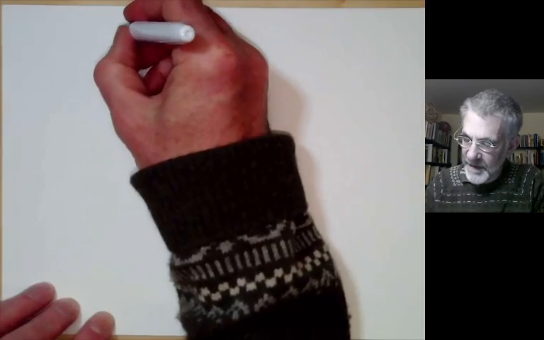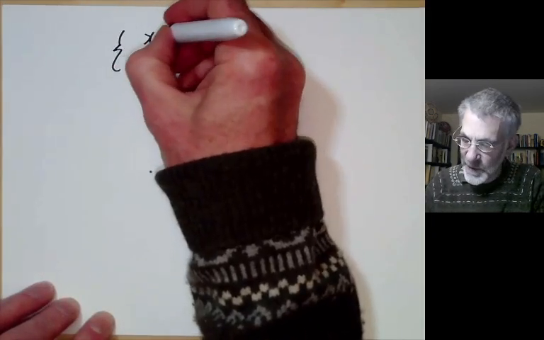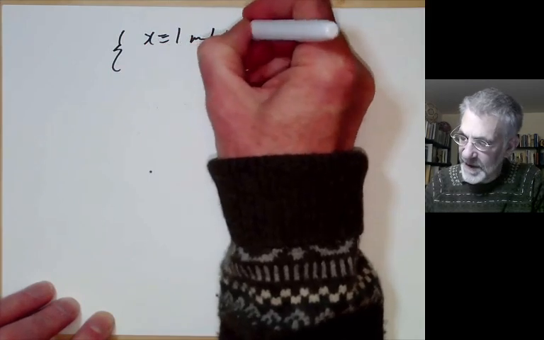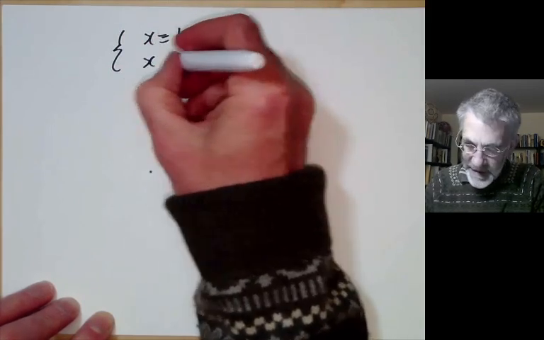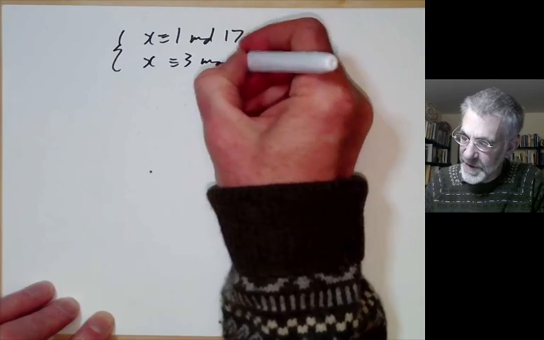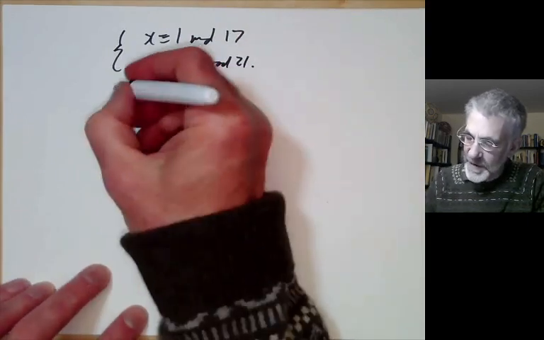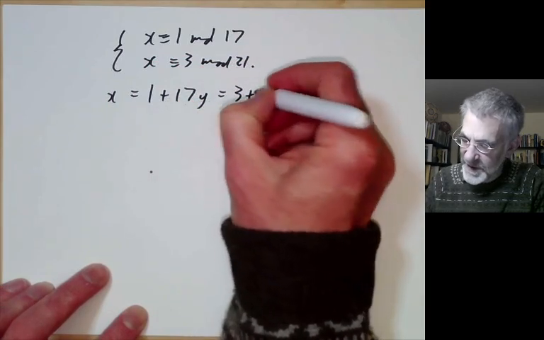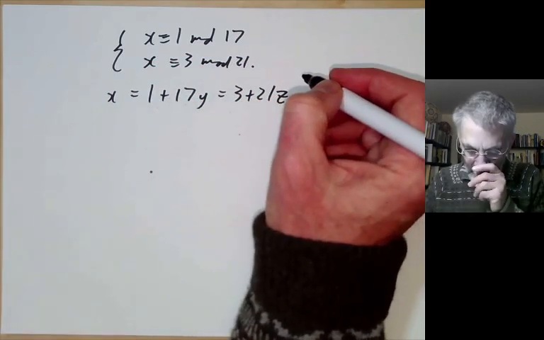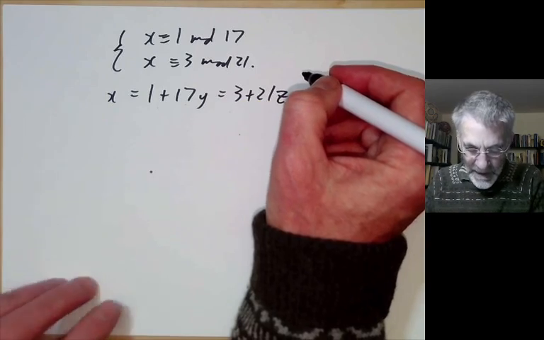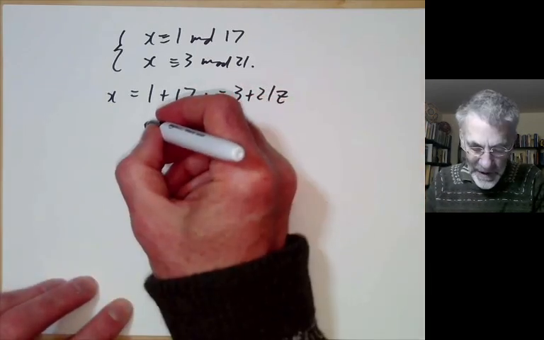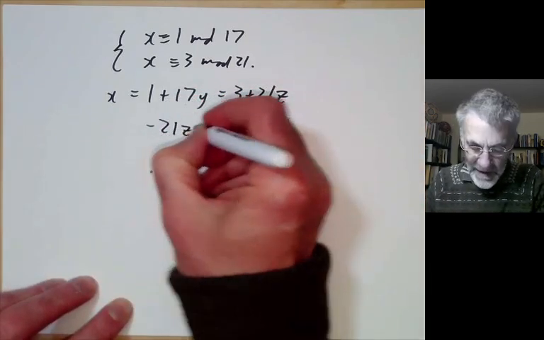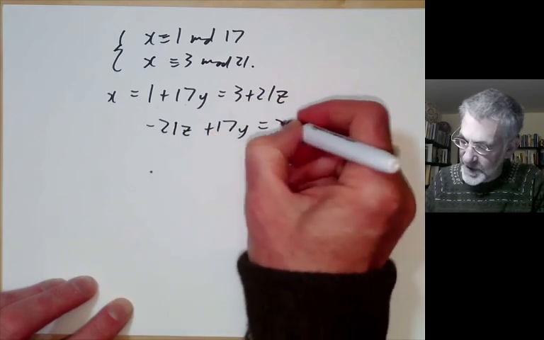So let's just do an example. Suppose we want to solve the following two equations. x is congruent to 1 mod 17, and x is congruent to 3 modulo 21. All we do is we write out x is equal to 1 plus 17y is equal to 3 plus 21z. So we've got the linear equation minus 21z plus 17y is equal to 2.